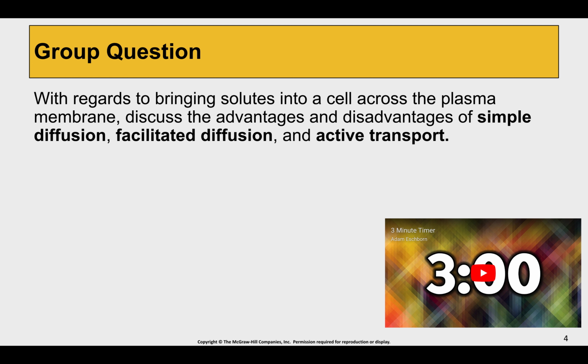All right, so let's come back together here. What's the advantage of simple diffusion? No ATP, yeah, that's one of them. What else? Keep going with the gradient. What doesn't it need to use? It doesn't use energy, and it doesn't need a transmembrane protein, right? So the cell doesn't have to synthesize a protein specific for that molecule.